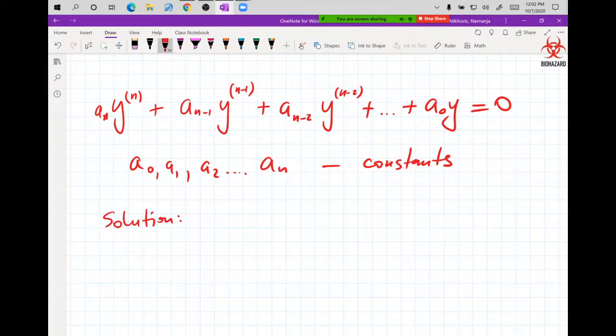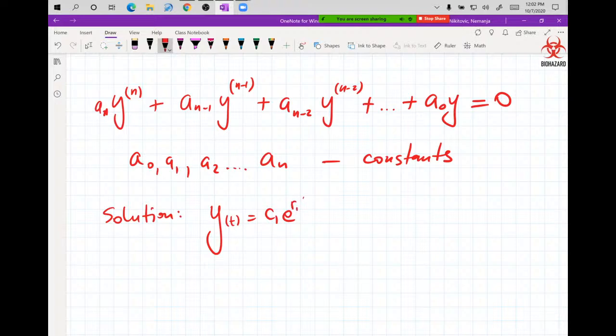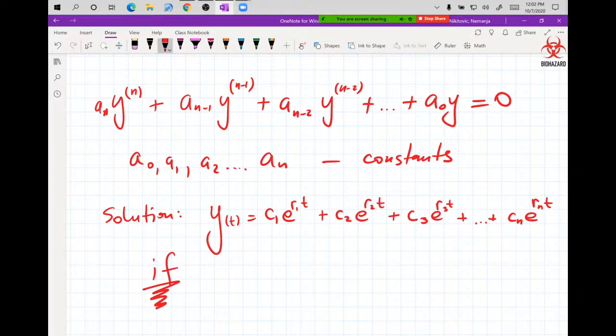The solution is going to be given as y, let's say of t, or x, whatever, is going to be C1 e to the r1 t plus C2 e to the r2 t plus C3 e to the r3 t plus dot dot dot plus Cn e to the rn t, if all r's are distinct.